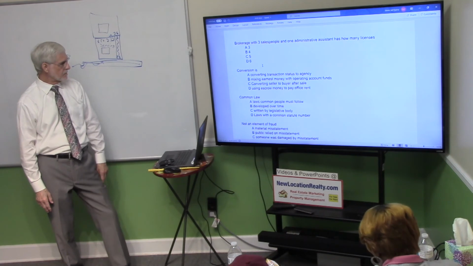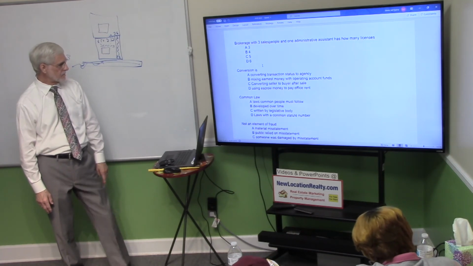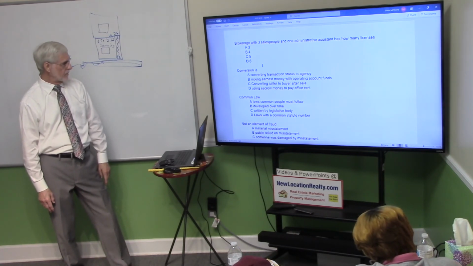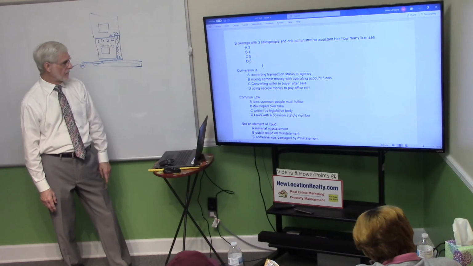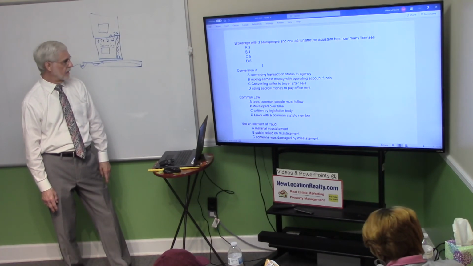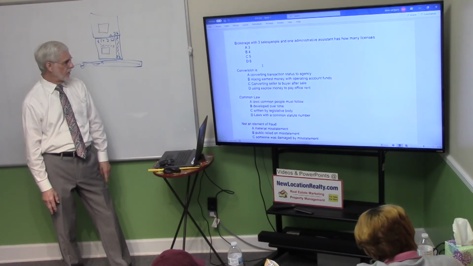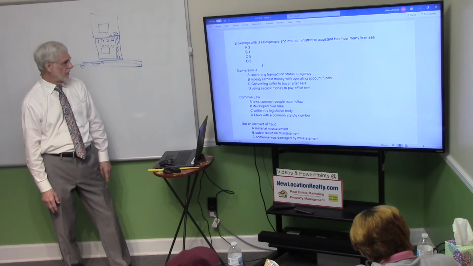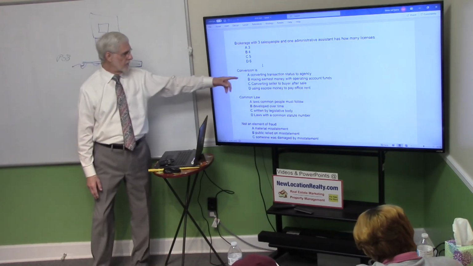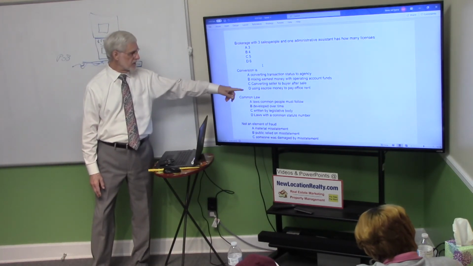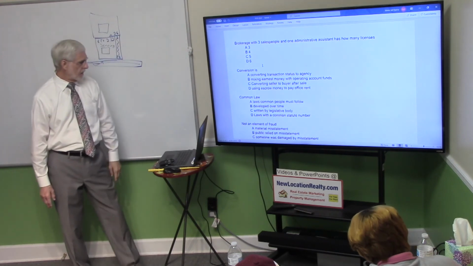I'm really confused sometimes. Conversion is B, mix earnest money with operating account funds. Instead of conversion, you're asking about commingling. That was using escrow money to pay office rent, D. That's conversion, using the money. Commingling would be mixing it. Conversion is using it.